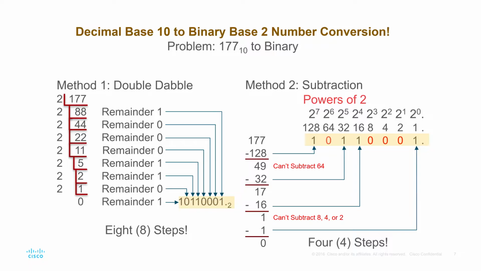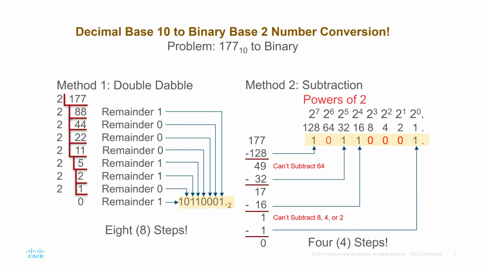The second method uses the positional weights in powers of 2: 1, 2, 4, 8, 16, 32, 64, and 128. The next position would be 256, which is obviously greater than our 177. We then work this very similar to a checkbook. I have 177. Can I subtract 128? Yes, I can. It leaves me with 49. I cannot take 64 away from 49, so that column receives a 0.